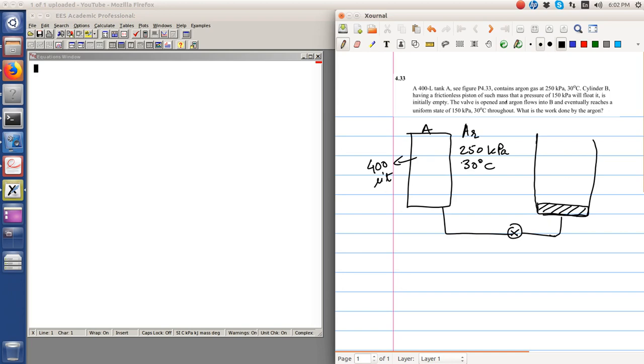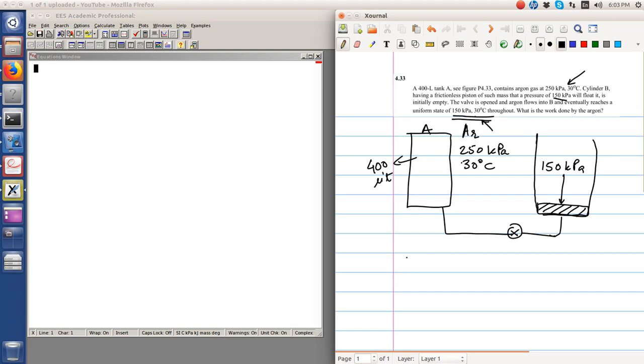It is given that the pressure acting because of the piston and the atmosphere is 150 kilopascal. This includes the effect of the atmospheric pressure. So 150 kilopascal is able to lift the piston. It is given that the temperature and the pressure eventually are at 150 kilopascal and 30 degrees Celsius. So we see that the temperature is constant throughout, in the initial and final state.